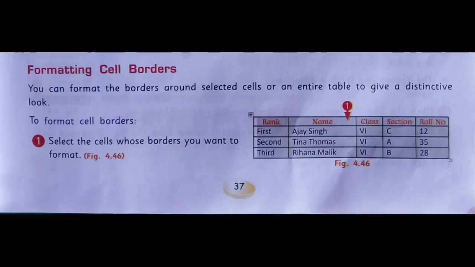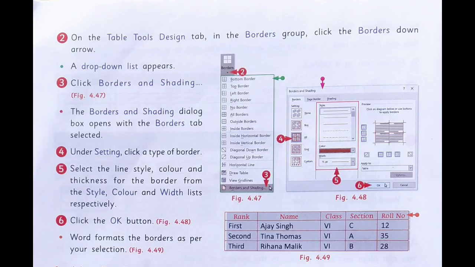Formatting cell borders. You can format the borders around selected cells or an entire table to give a distinctive look. To format cell borders, select the cell whose borders you want to format. On the Table Tools Design tab, in the Borders group, click the Borders down arrow. A drop-down list appears. Click Borders and Shading. The Borders and Shading dialog box opens with the Borders tab selected.